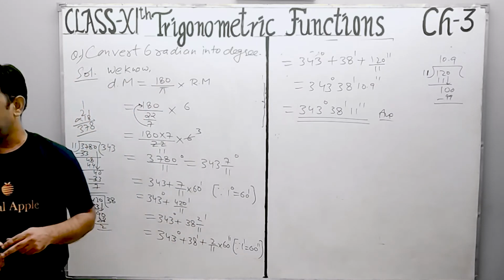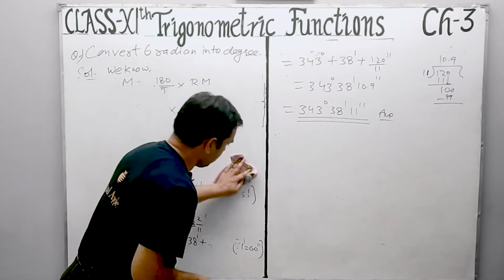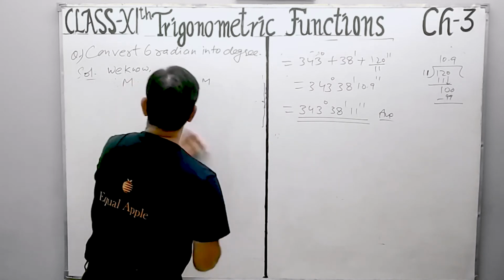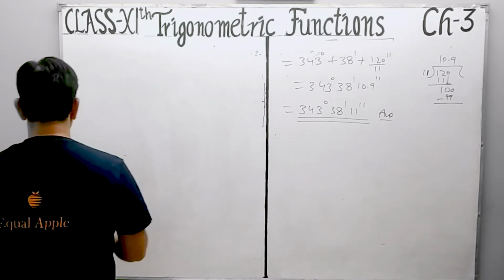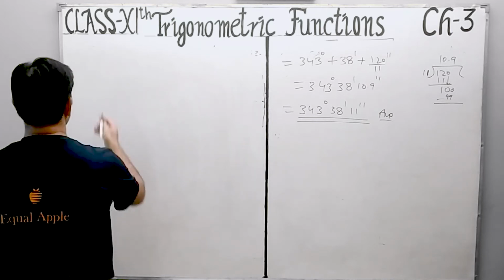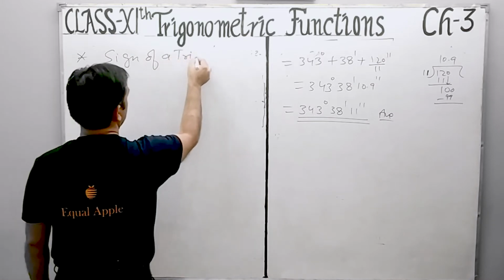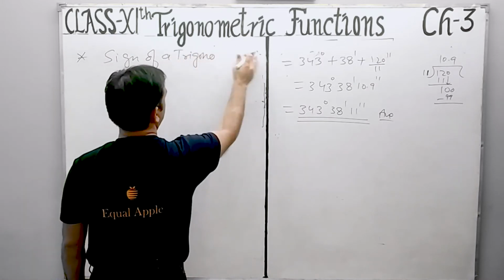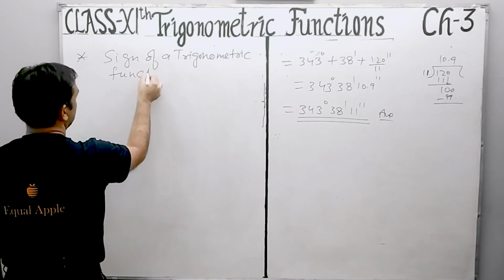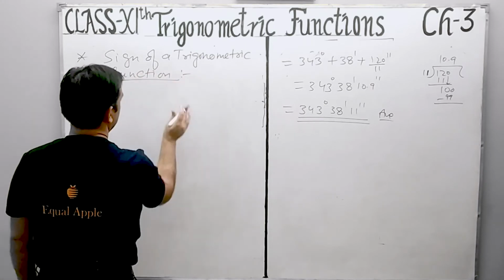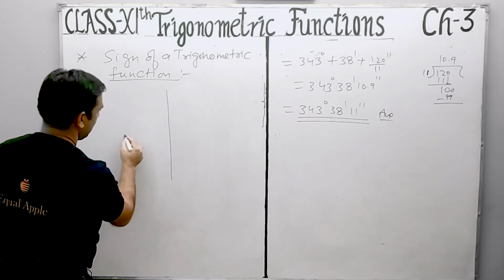Now we will come to the next topic. In the next topic, we can see the sine of a trigonometric function. In trigonometric function, the sine is calculated according to the quadrant rule. What is the quadrant rule?